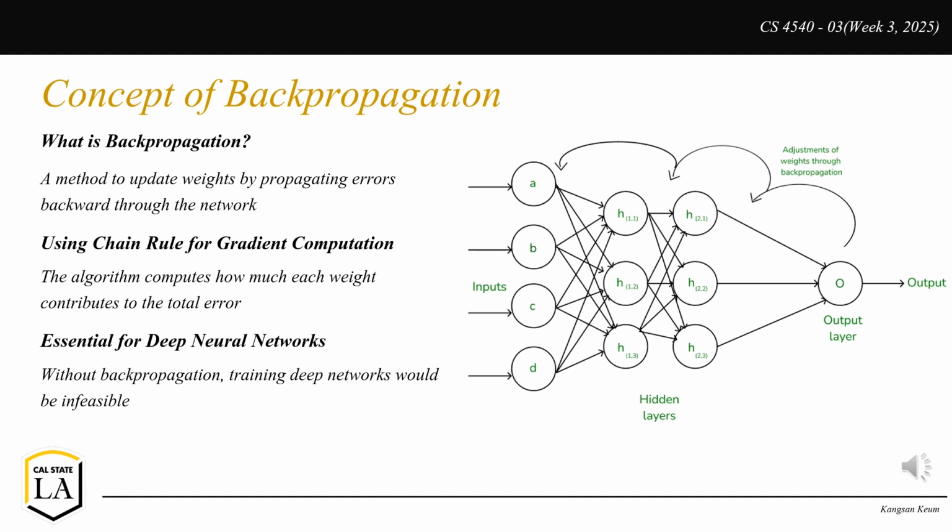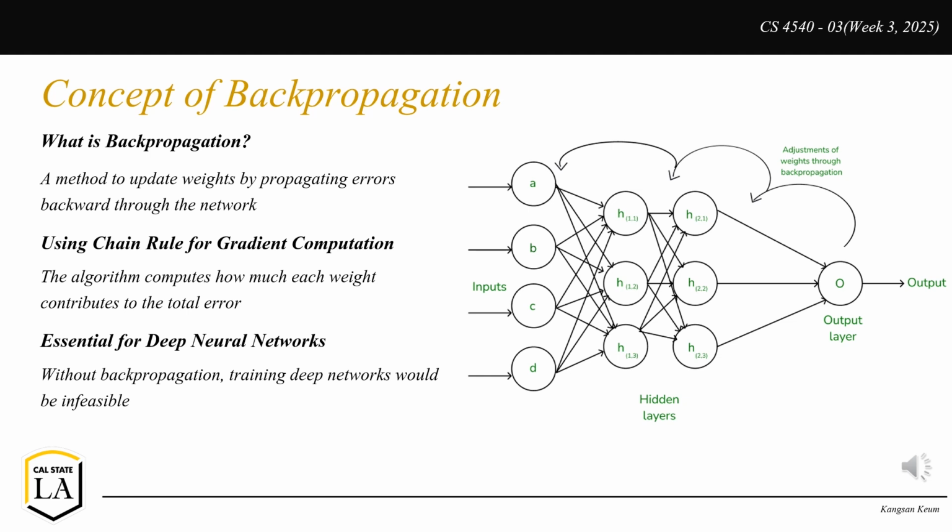The process works as follows. First, the network makes a prediction through forward propagation. Second, the error is computed using the cost function. Third, the algorithm calculates the gradient of this error with respect to each weight. Finally, the weights are updated in the direction that reduces the error.